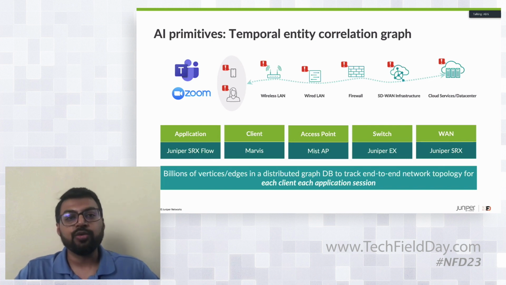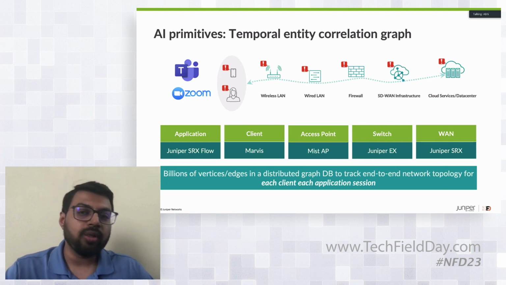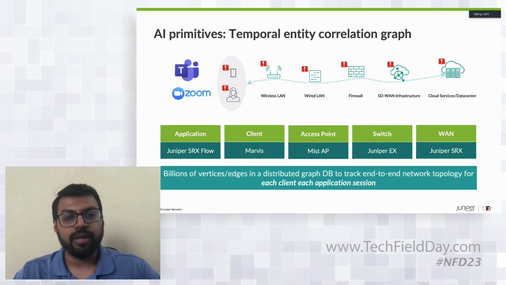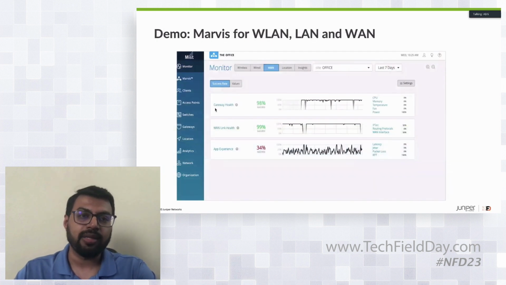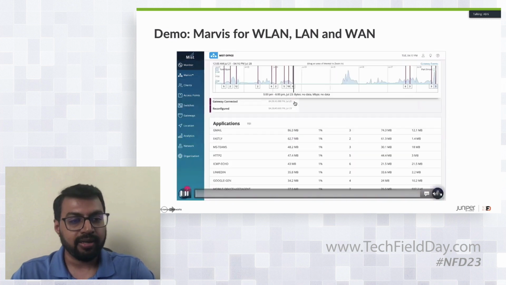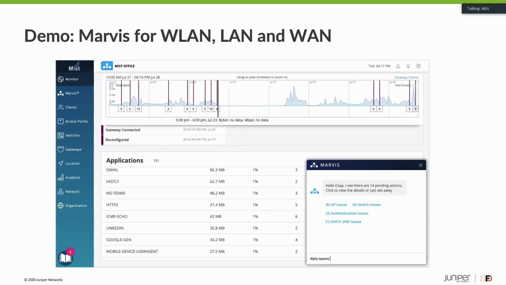But now we are using temporal correlation to bring together all these different entities to give you the answer to the question you're looking for. Why is my Zoom call bad? Why is my Teams experience bad? That is right here. Again, let's talk to MARVIS, the conversational interface.